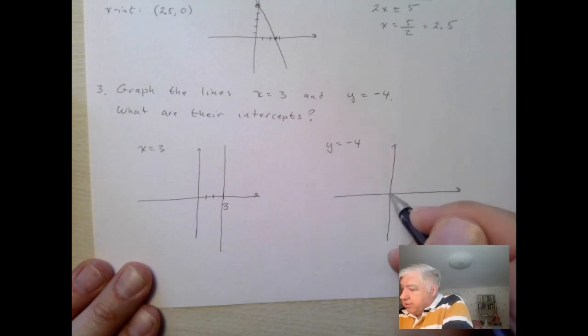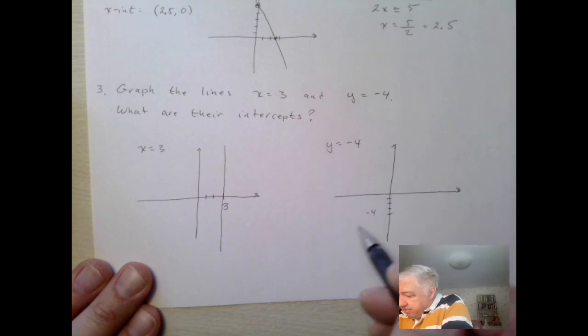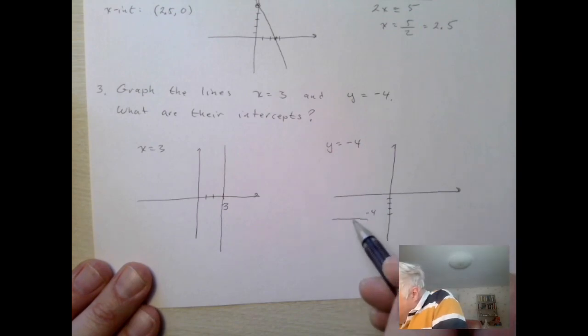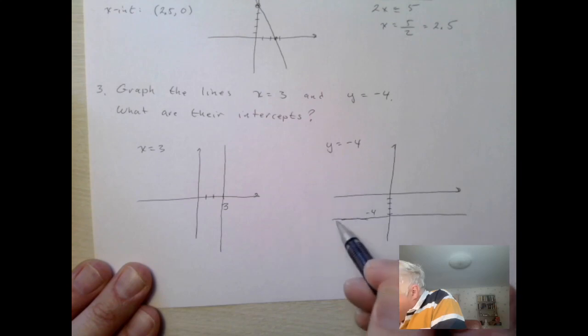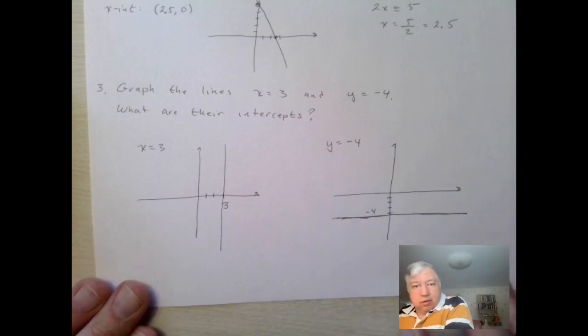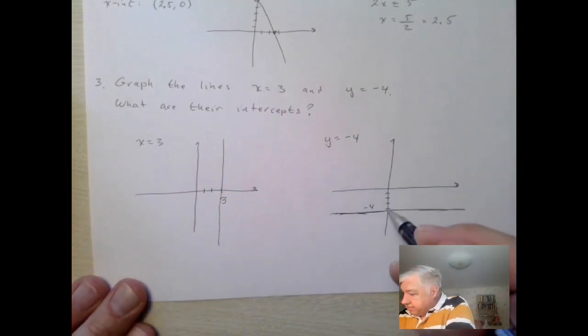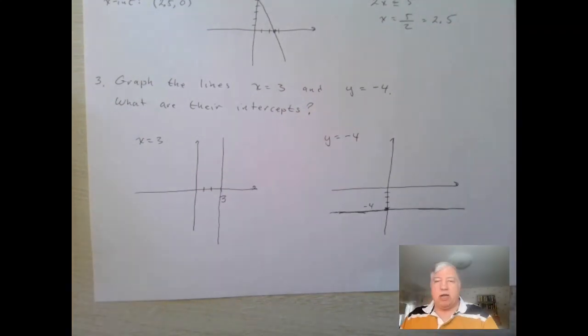So here's 1, 2, 3, 4. Here's -4. And talking about this horizontal line right here. Okay, and now that we've graphed these lines, it's pretty easy to see what the intercepts are.